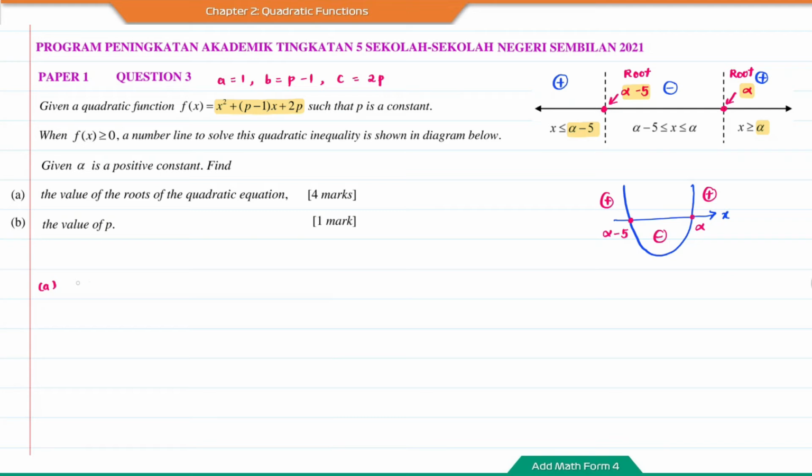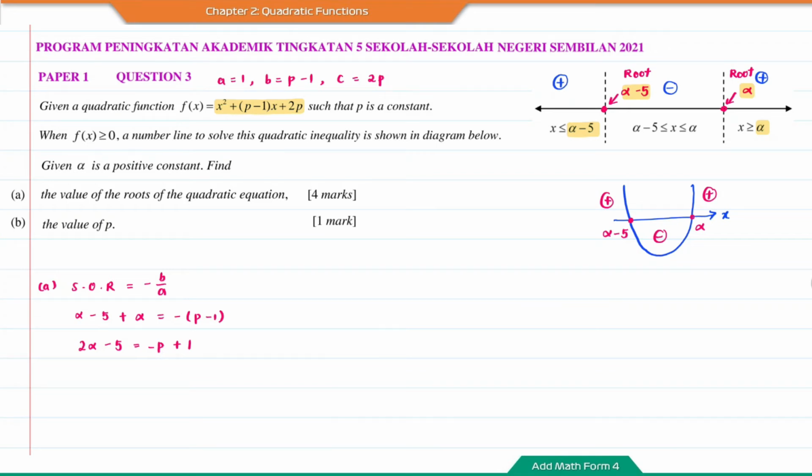First, we're going to use the sum of roots, which is negative b over a. So the sum of roots is going to be alpha minus 5 plus alpha equal to negative b, which is p minus 1, divided by 1. So it's going to be negative bracket p minus 1. Alpha plus alpha, you're going to have 2 alpha minus 5 equal to negative p plus 1.